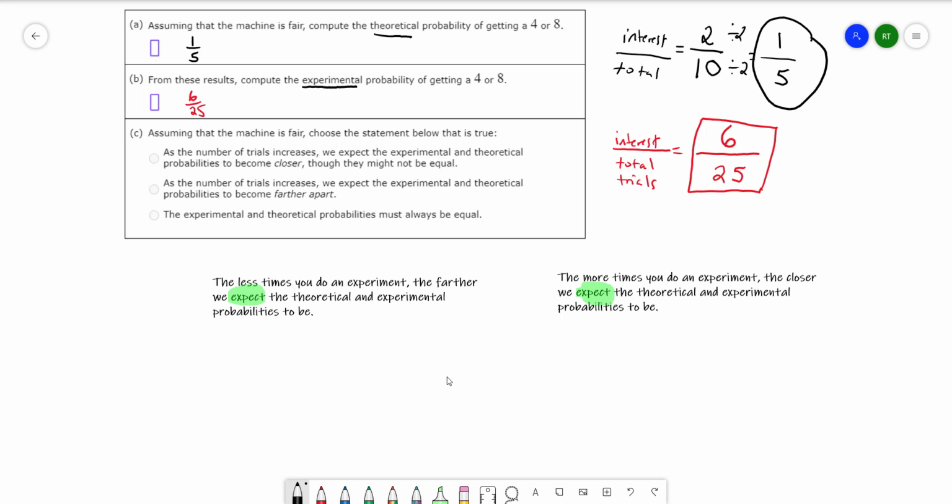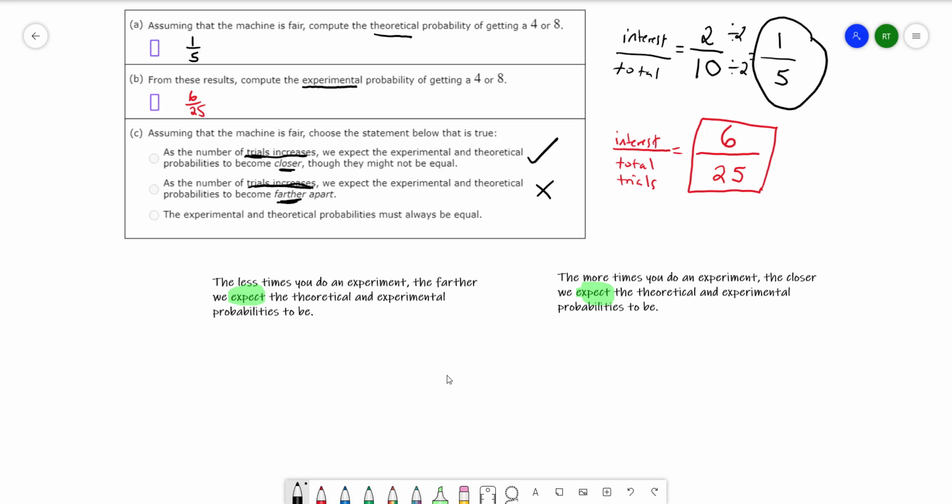So here I look at which choice best represents what I just wrote down. In the first one it says as the number of trials increases, so basically more trials. Remember, trials refers to the experiment. So in this case they're saying the more you do the experiment, and then it says we expect the experimental and theoretical probabilities to become closer, even though they might not be equal. So that one is true. Looking at the second case, as the number of trials increases, so if you do more of the experiment, we expect the experimental and theoretical probabilities to become farther, which is not true.